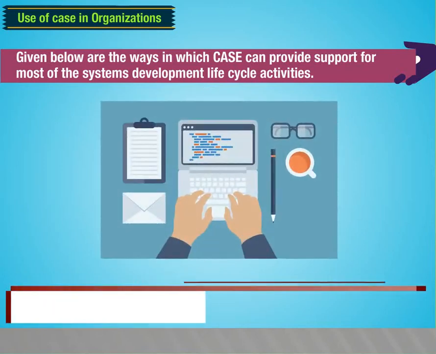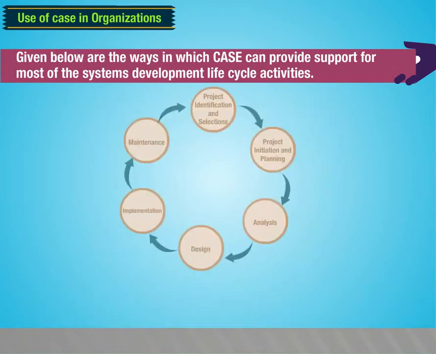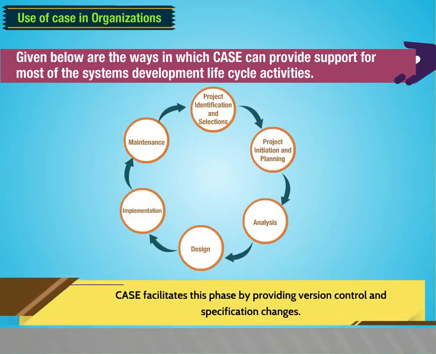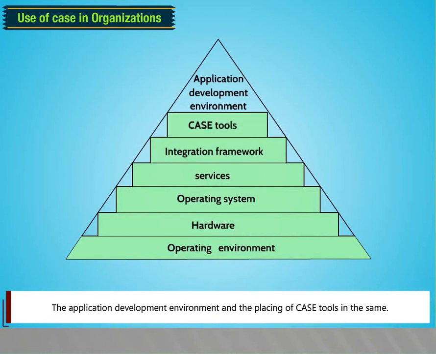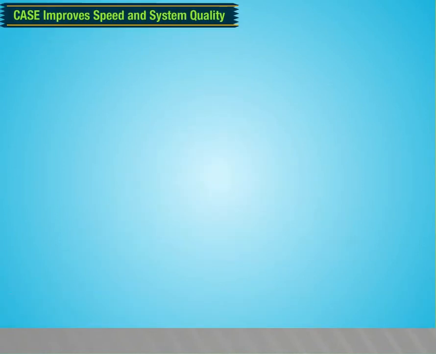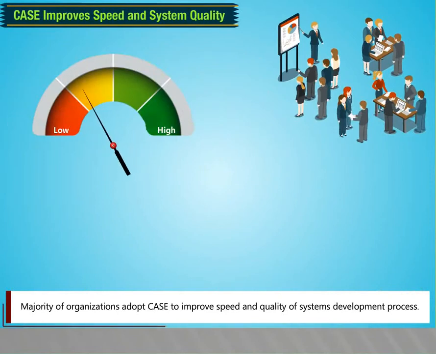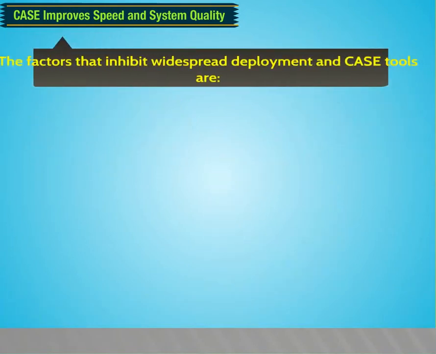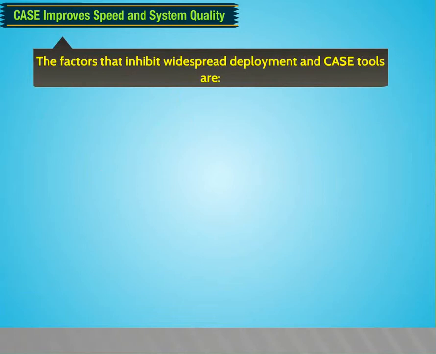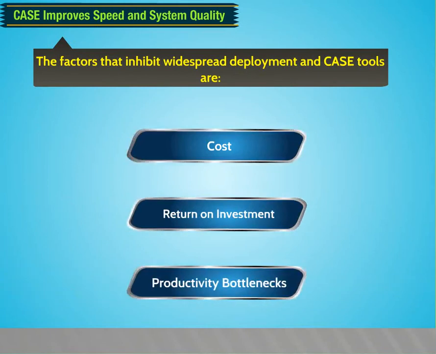Implementation: installation schedule and code can be had for this phase from CASE. Maintenance: CASE facilitates this phase by providing version control and specification changes. Application development environment and the placing of CASE tools in the same. CASE improves speed and system quality. The majority of organizations adopt CASE to improve speed and quality of the systems development process. The factors that inhibit widespread deployment of CASE tools are cost, return on investment, and productivity bottlenecks.